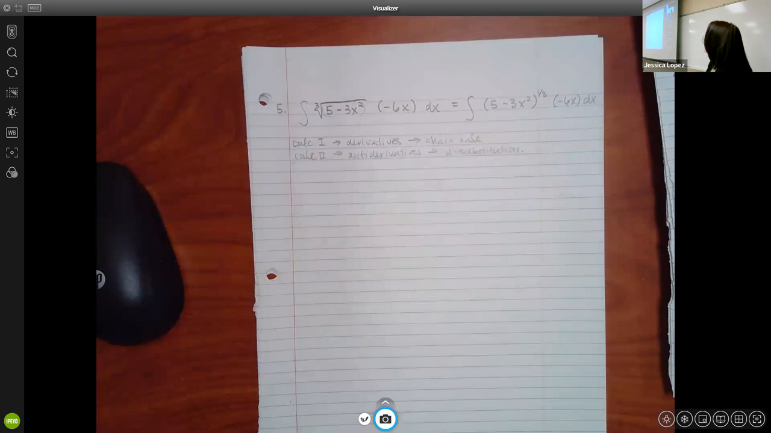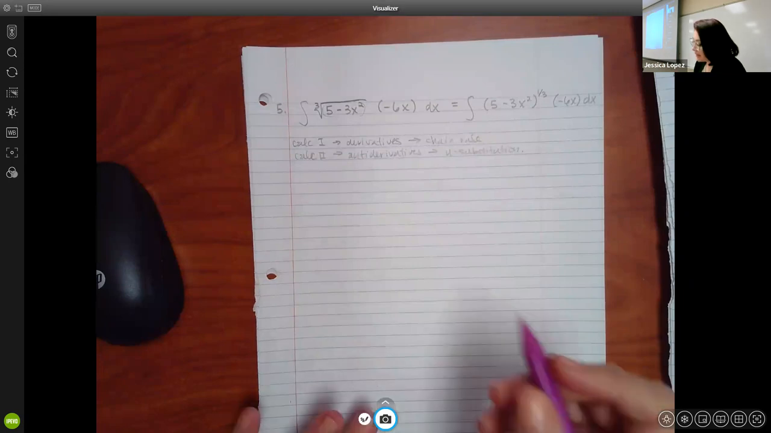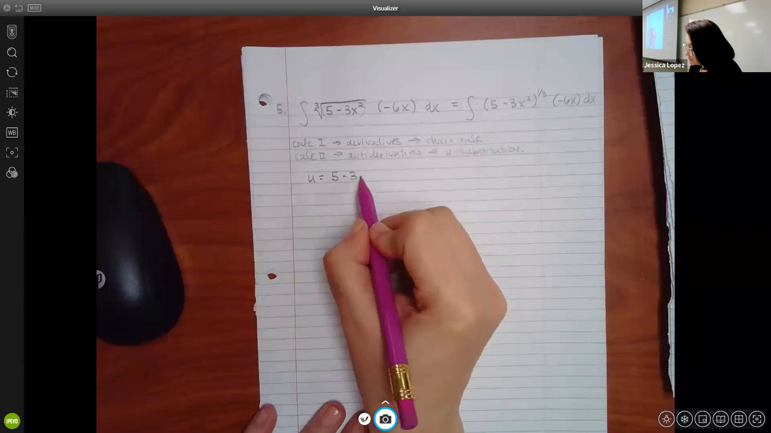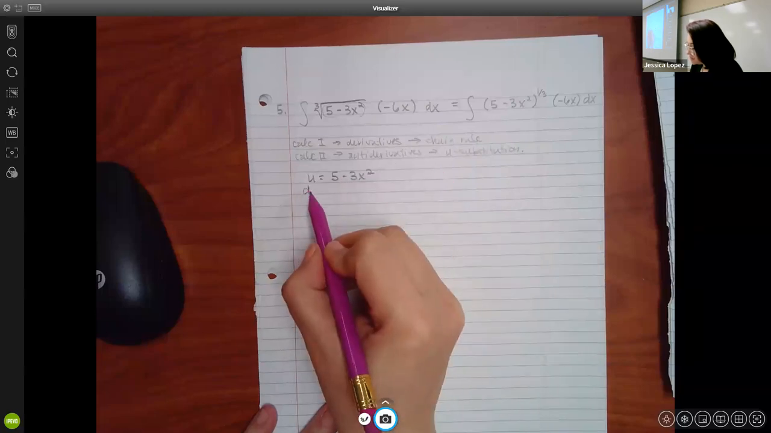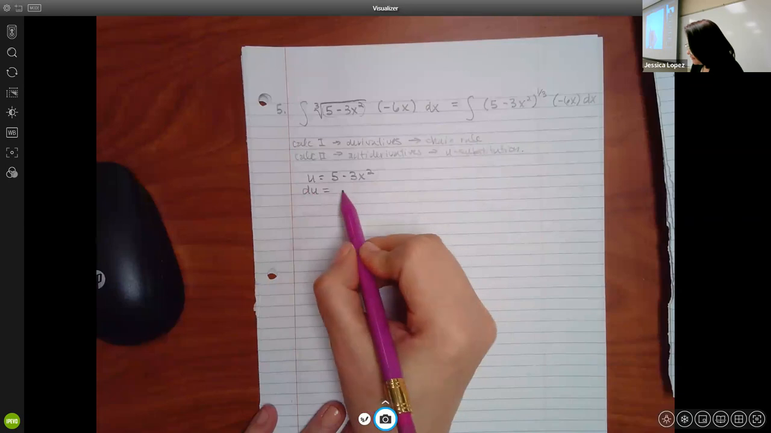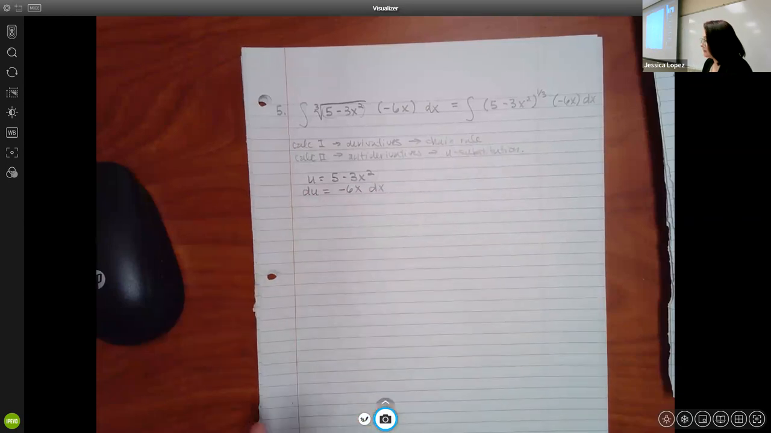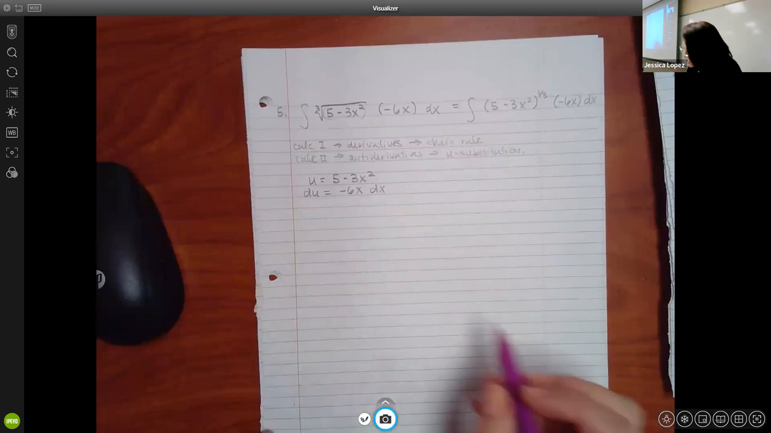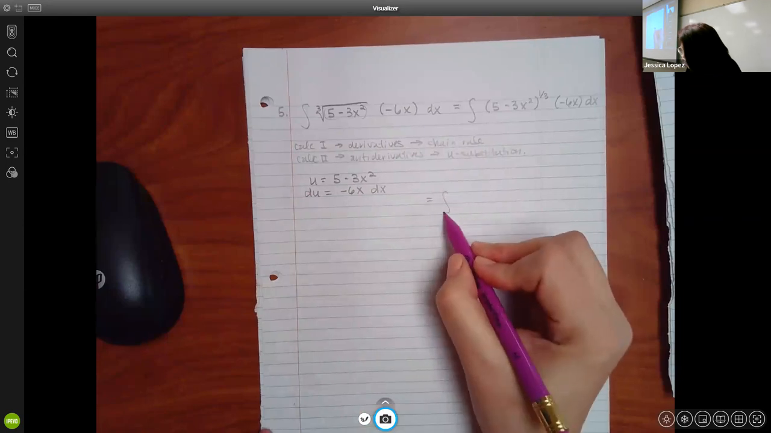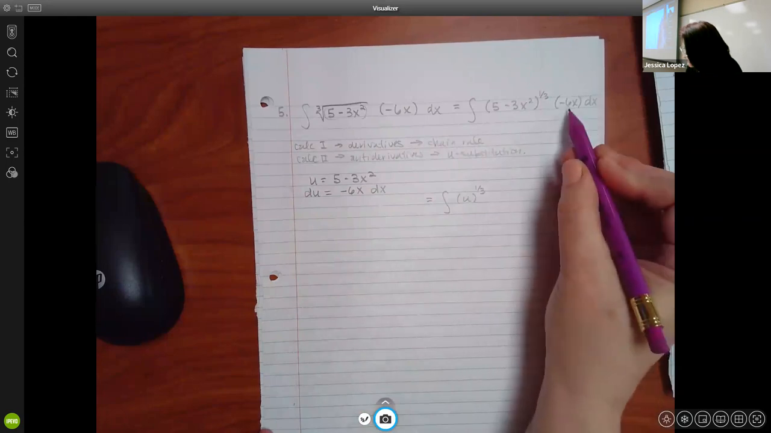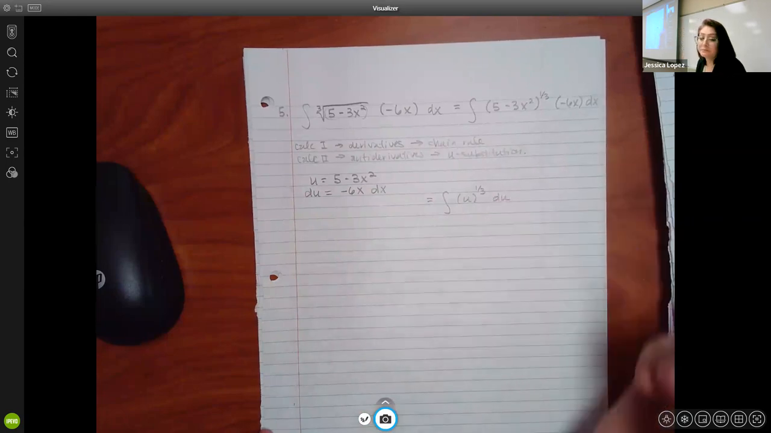So whatever has the power, because you're going to want to apply the power rule, is what you're going to let u equal. So we'll let u equal all of this mess, and then du would just be its derivative. So 0 and then negative 6x dx, right? And you have all of that, so it's just a matter of substituting everybody in. So this integral will become u to the 1/3, and then all of that stuff just becomes du.